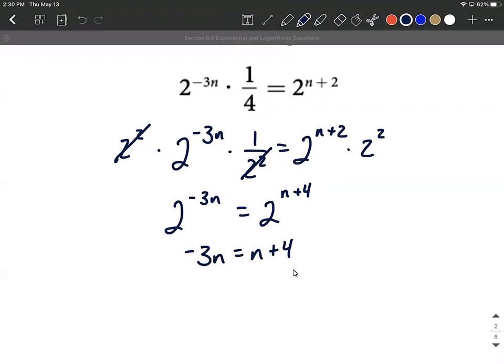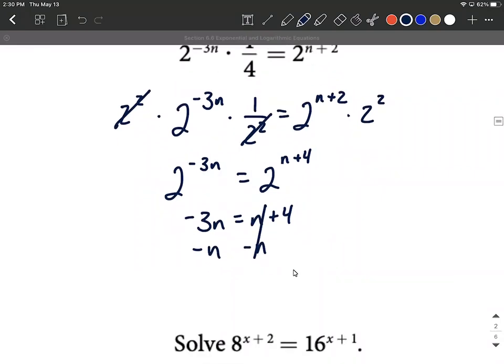From here, we just need to get n on one side by itself. So let's move all the n's to one side. So I'm going to subtract n from both sides. That'll leave us with -4n equals 4. And to isolate n, we'll divide both sides by -4. Therefore, giving us n equals -1 with a little bit of simplifying down.